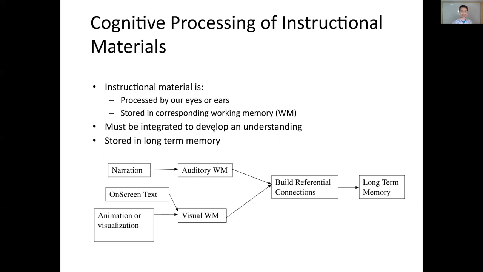Associated with the ears is auditory working memory. Narration is processed by the ears and stored temporarily. Working memory means that memory you have while you're working on stuff, in this case, while you're trying to learn, stored in auditory memory. The on-screen text and the visualization are presented to the eyes, right? And they're stored temporarily in visual memory.